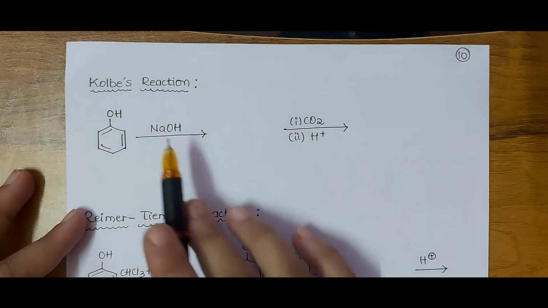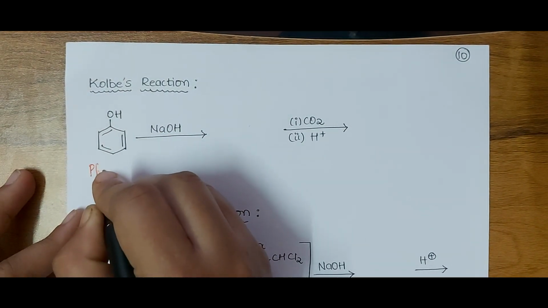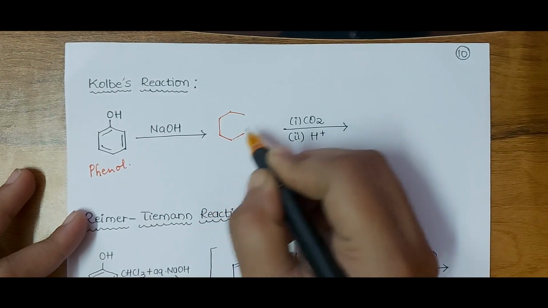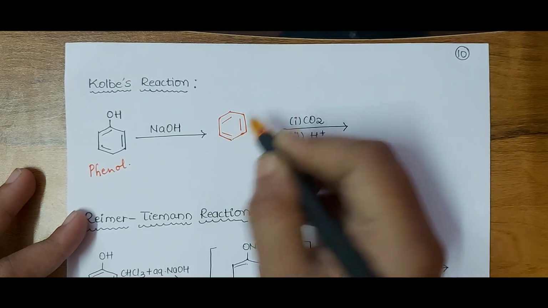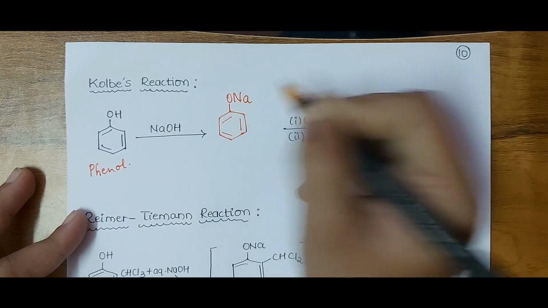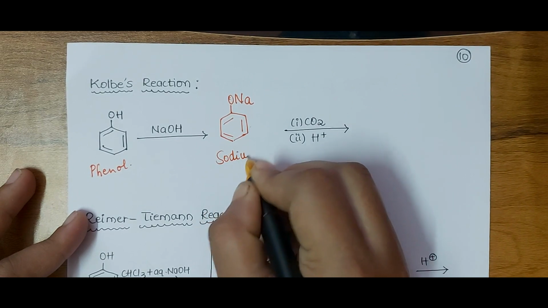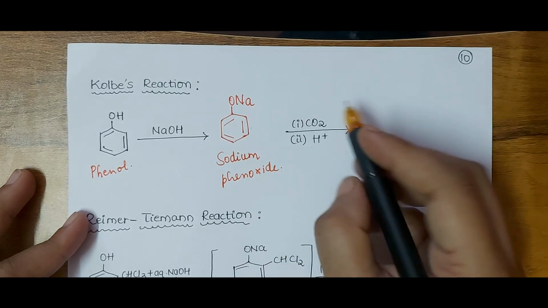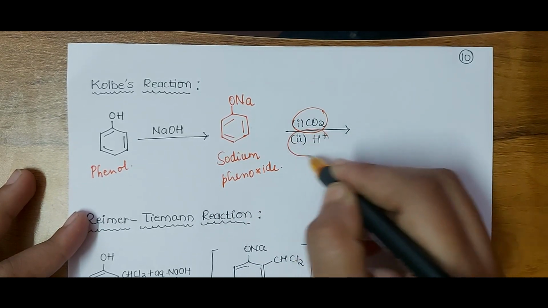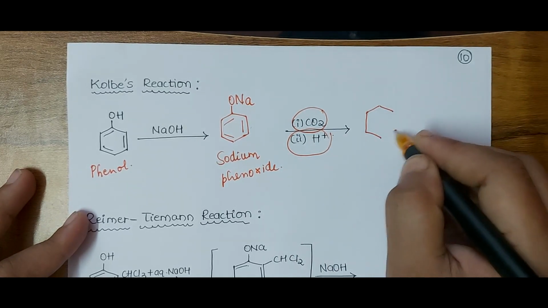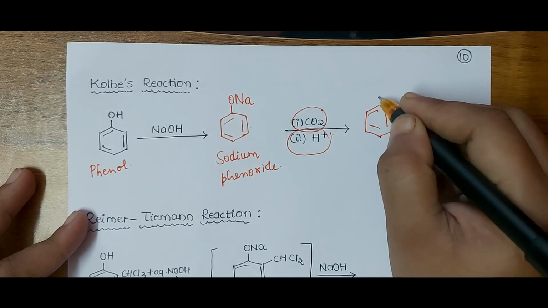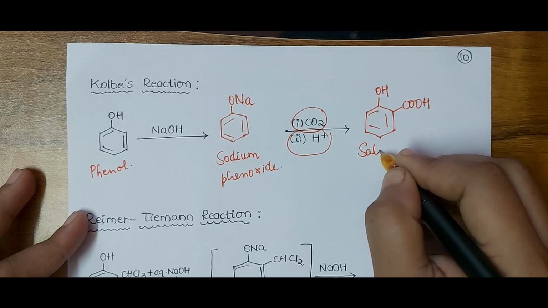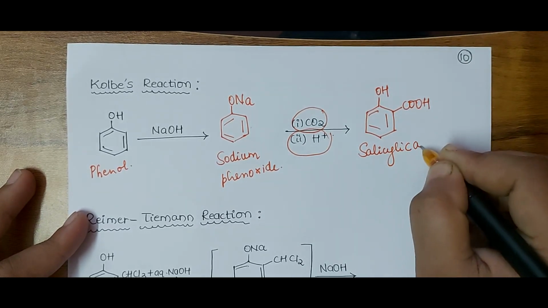So we'll consider here Kolbe's reaction. When phenol reacts with sodium hydroxide, it results in the formation of sodium phenoxide, and sodium phenoxide on reaction with a weak electrophile, carbon dioxide, undergoes substitution at the ortho position, followed by acidification, resulting in the formation of salicylic acid. This reaction we call Kolbe's reaction. So salicylic acid is obtained as a product.